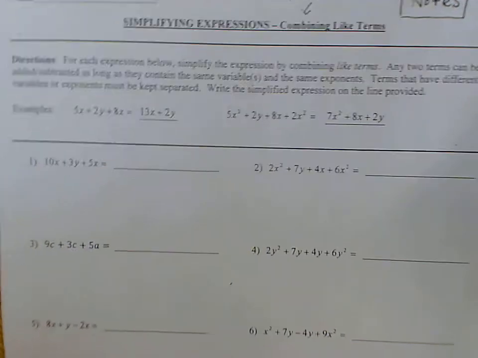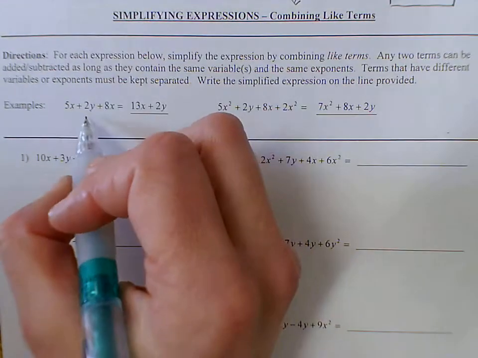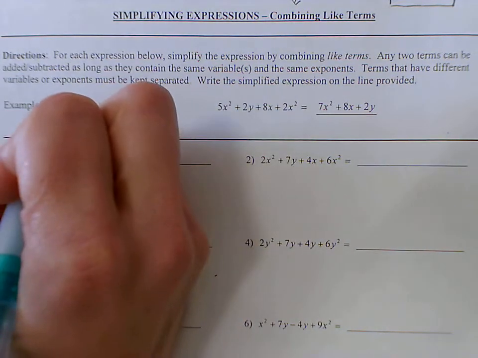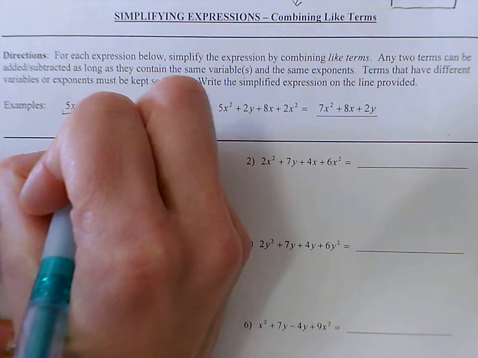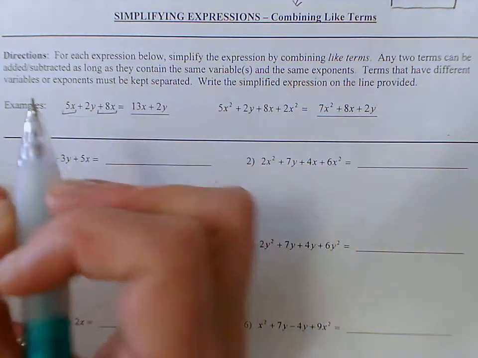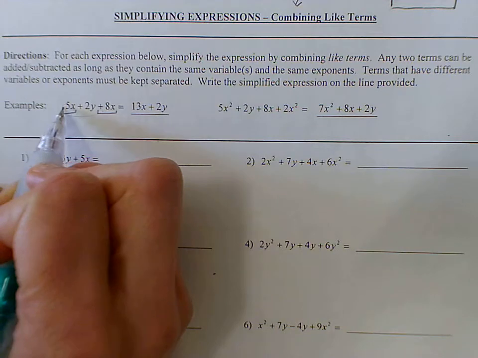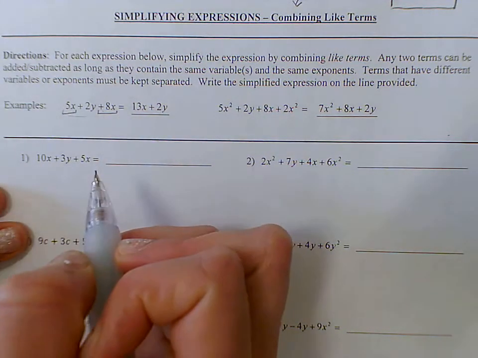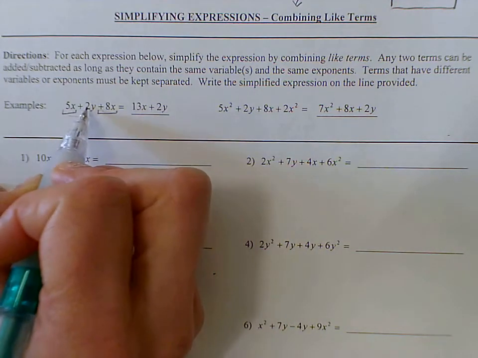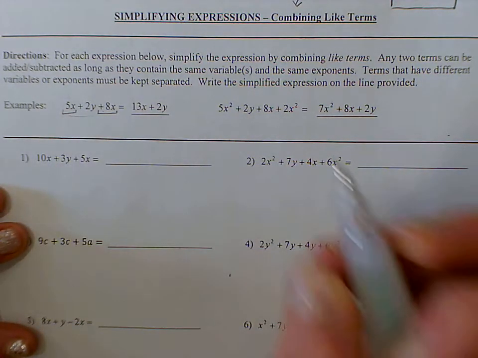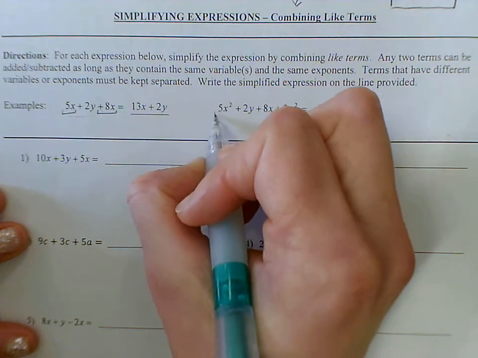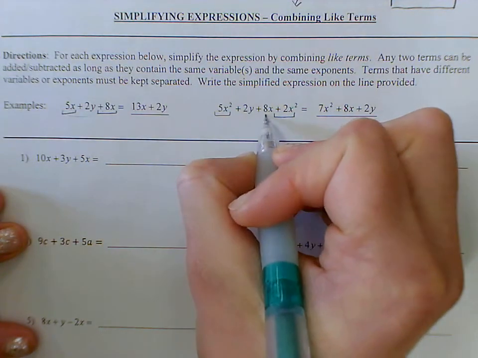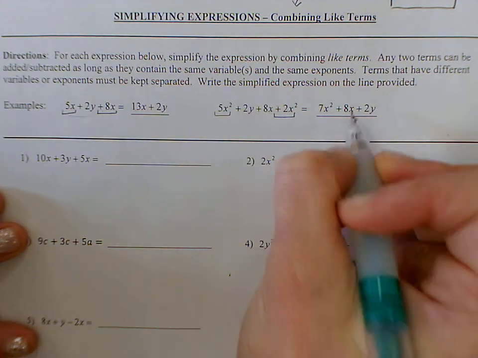Okay, so if we look at these examples right here, you'll notice that to combine these two, so this was our problem, I noticed that 5x and positive 8x had the same last name. So I combined those. So 5 plus 8 got 13, and then notice the x just came over. It stayed the same. And then that 2y was not a like term, so it just was brought over. Here, the 5x squared and then the positive 2x squared were like terms. And then these two were not a like term with anything. So notice those just came over.